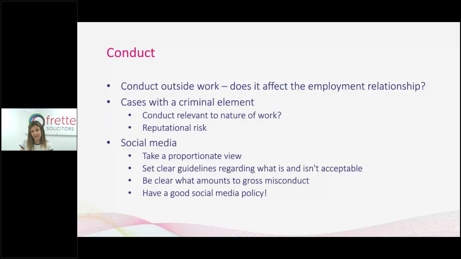Where a criminal conviction leads to, for example, the loss of the driving licence, something that's required for the job, and no alternative work is available, then it might be appropriate to dismiss, and Chris is going to talk about that in a bit more detail.